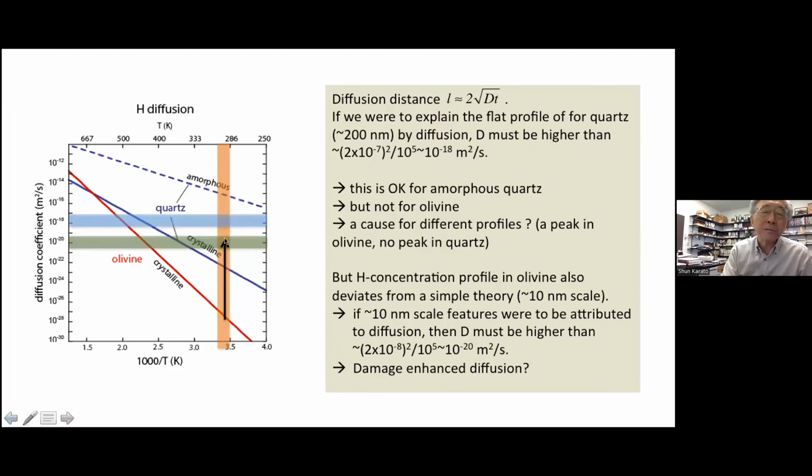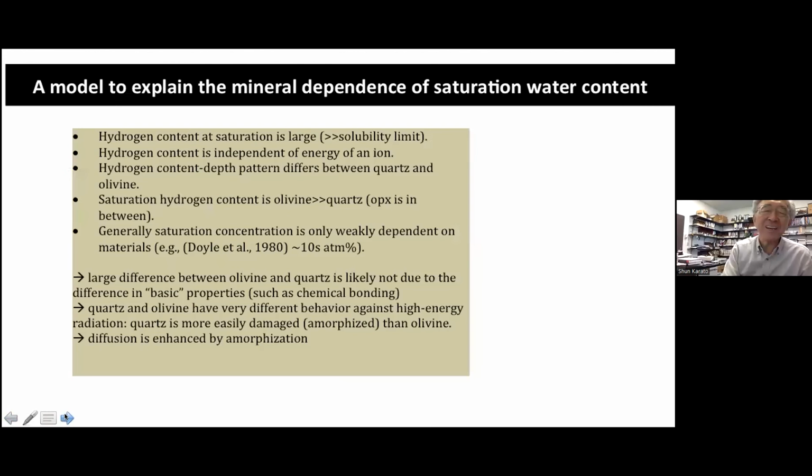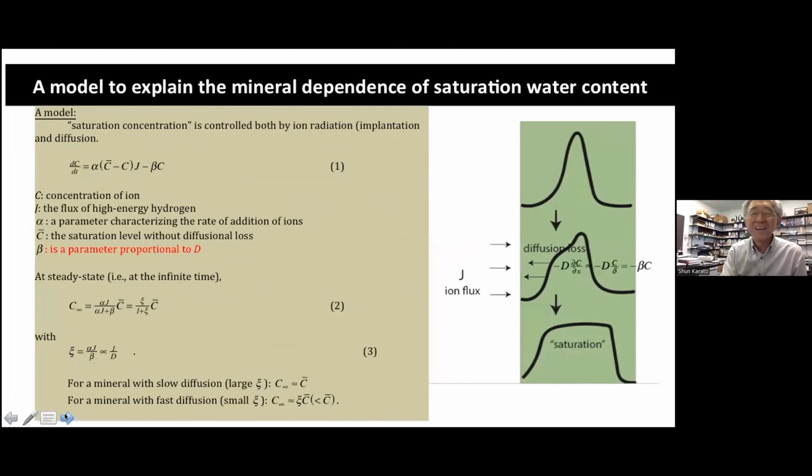To explain this feature, you need to invoke that the diffusion in olivine in the near surface region is much faster, higher than in the plane. So in a way, I'm suggesting that would explain the shape of the diffusion profile here, at least qualitatively. So yeah, the surface is damaged, and that's why.